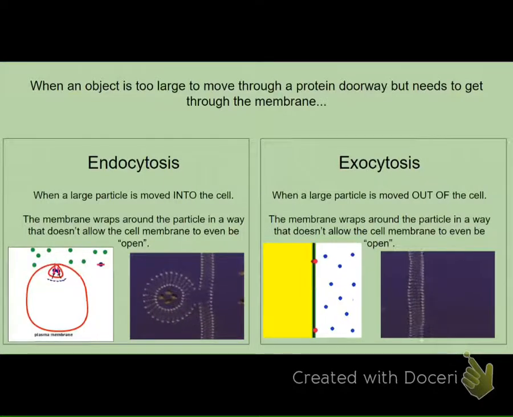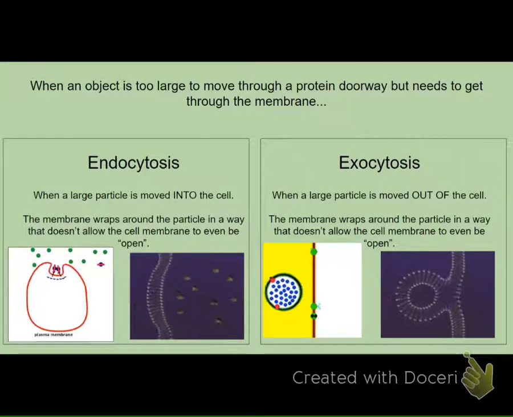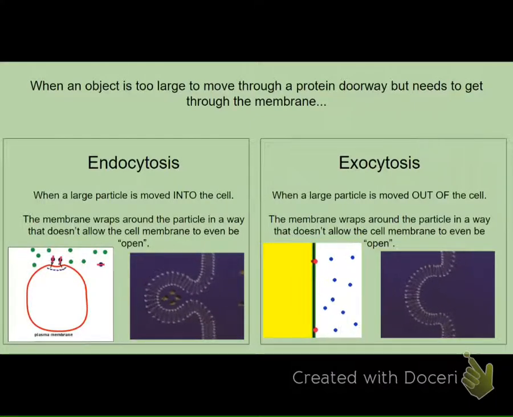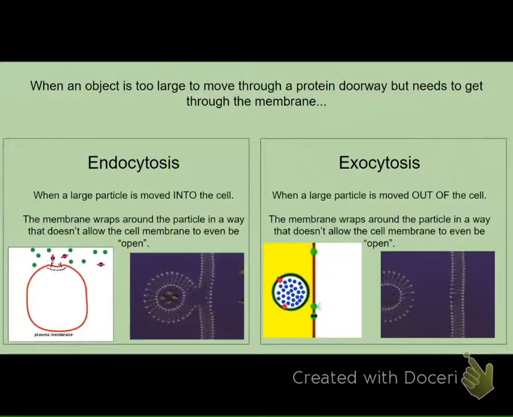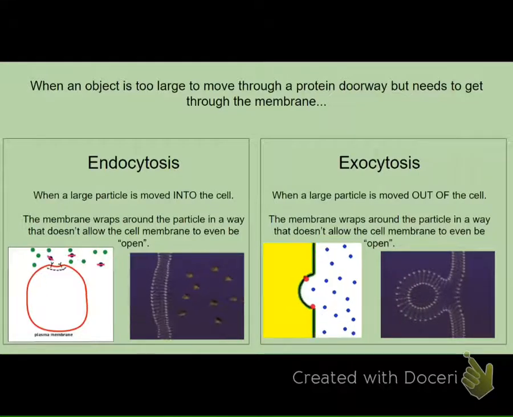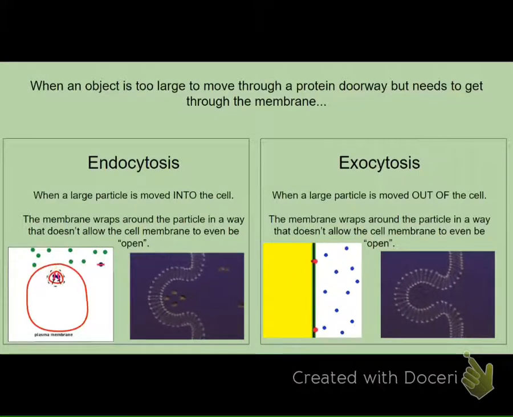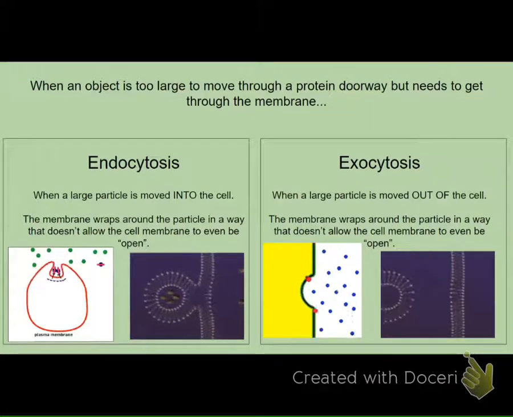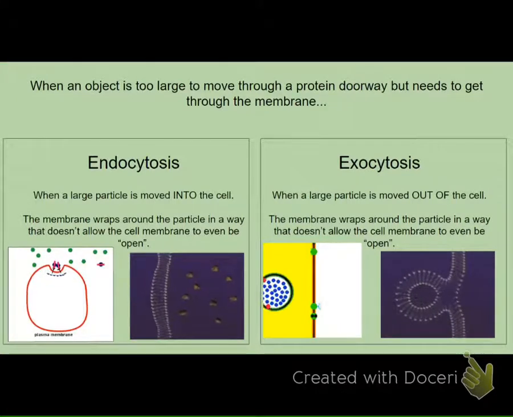Then it goes through this process called endocytosis. The opposite, if there's something in the cell that needs to exit and it's too large, you can see like the GIF there, then it uses exo, as in exit the cell process. It's a process of exiting the cell. So you can go and take notes on that as well.